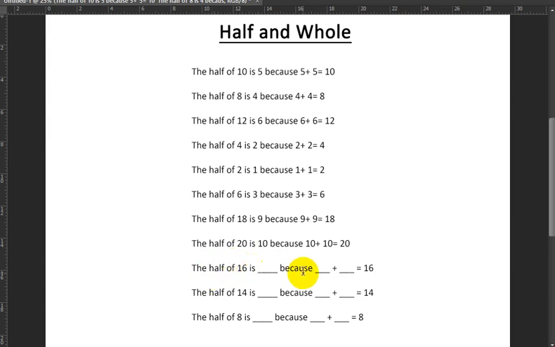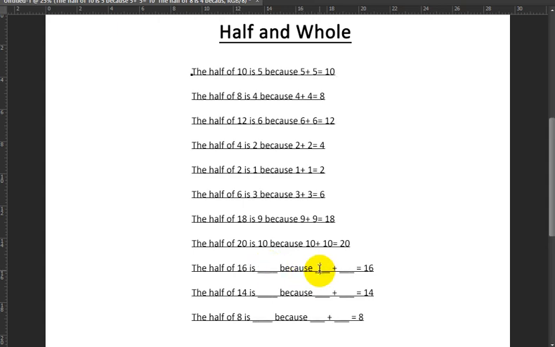So we're going to say 1 plus 1 gives me 2. 2 and 2 gives me 4. 3 and 3 gives me 6. 4 and 4 gives me 8. 5 and 5 gives me 10. 6 and 6 gives me 12. 7 and 7 gives me 14. 8 and 8 gives me 16. So 8 plus 8. So the half of 16 is 8.